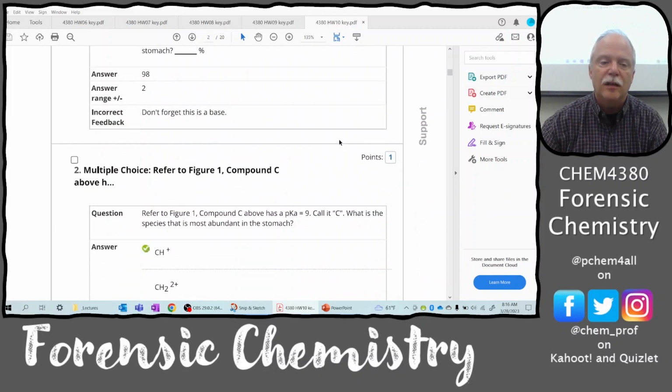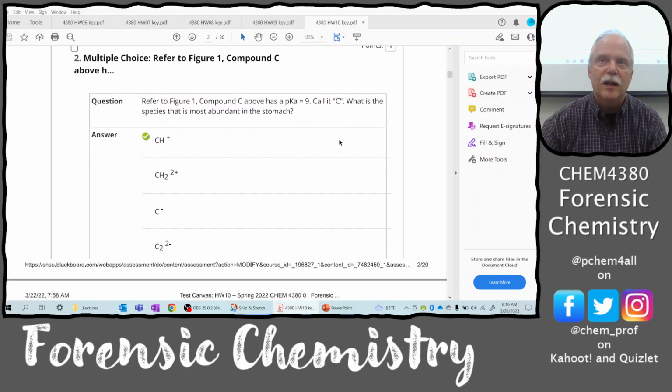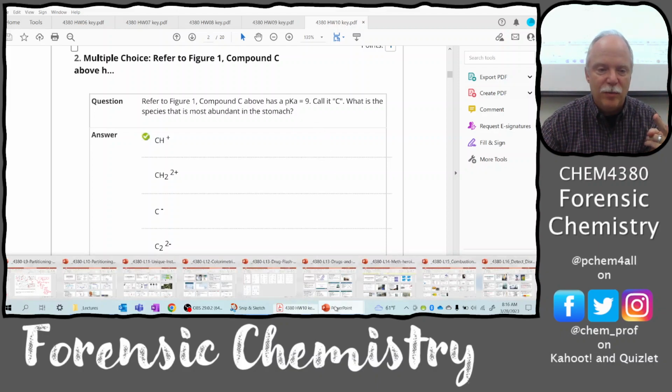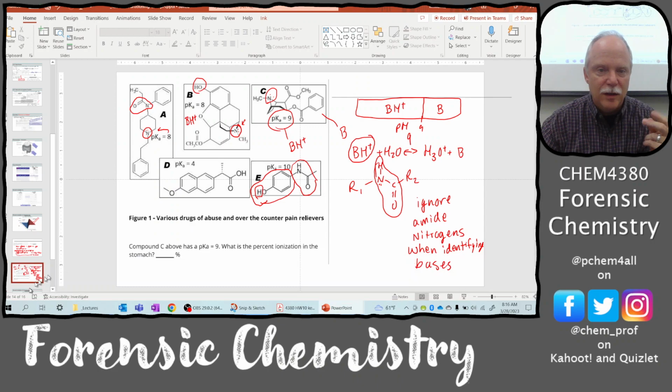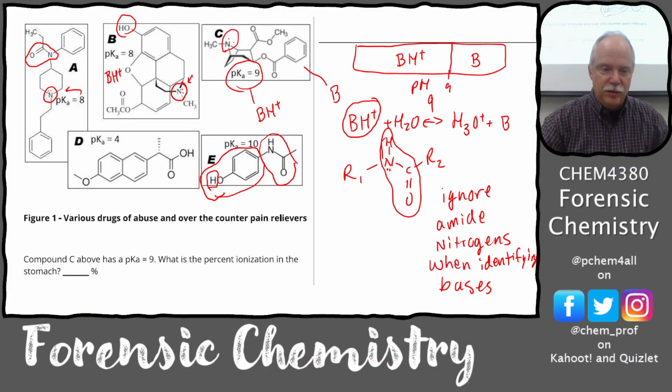Yeah, I just didn't know how to differentiate between the CH plus and the CH2 2 plus. Okay. Yeah, for the CH2 2 plus, you would have to have 2 pKa's. So in that case, over here on the PowerPoint, we don't have a dibasic molecule in this set of molecules, but if it were dibasic, sometimes you see, like it might have been in the earlier homework, it said a dibasic molecule.